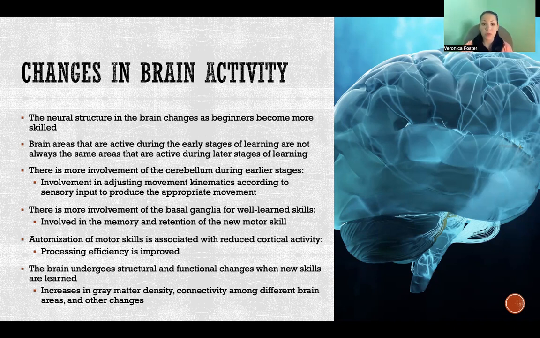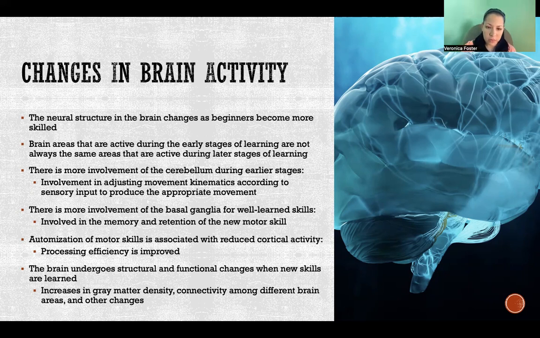As we become more skilled and we require less of that interaction, there's less involvement of the cerebellum and more involvement of the basal ganglia that is involved in the memory and retention and execution of that new motor skill. So it's less sensory related and more related to memory and learning of that skill.